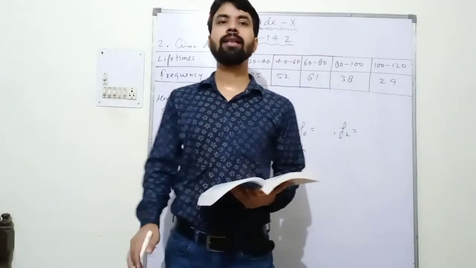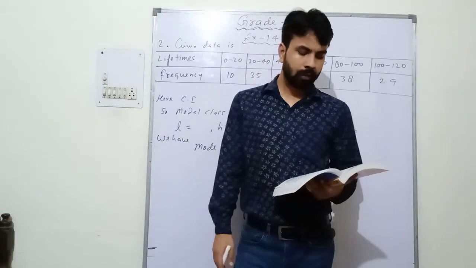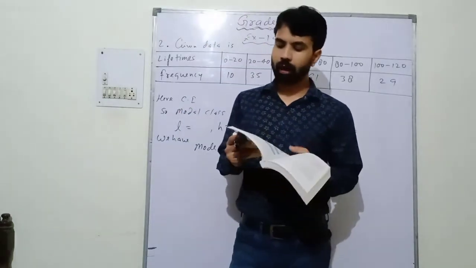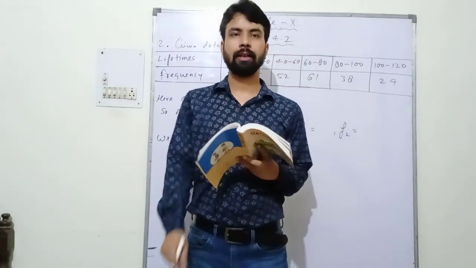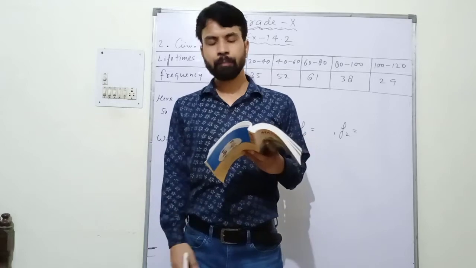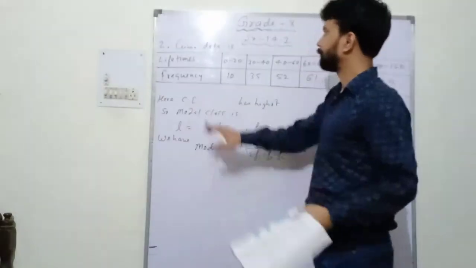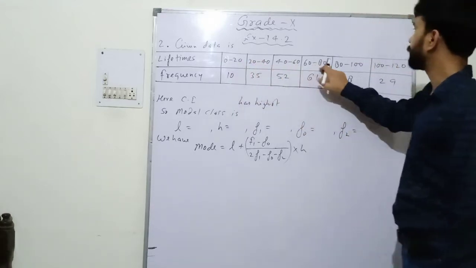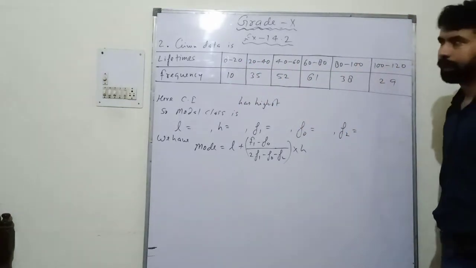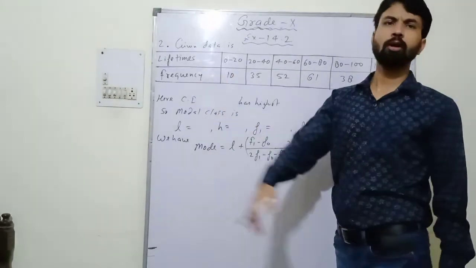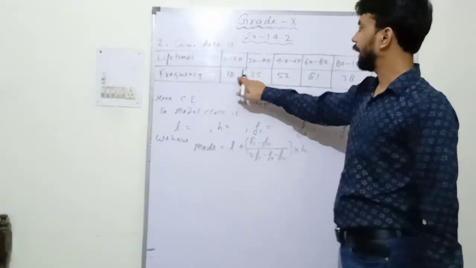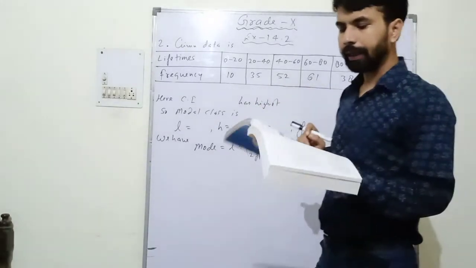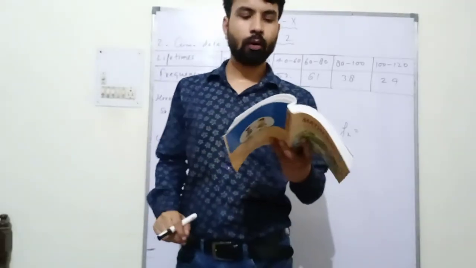Okay students, let's start the second question of the exercise. The following data gives the information on the observed lifetime in hours of 225 electrical components. Some electrical components are there and we observed their lifetimes. So lifetimes in hours: 0 to 20, 20 to 40, 40 to 60, 60 to 80, 80 to 100 and 100 to 120. And the frequency, meaning number of electrical items: 10, 35, 52, 61, 38 and 29. Now the question is saying determine the modal lifetimes of the components.